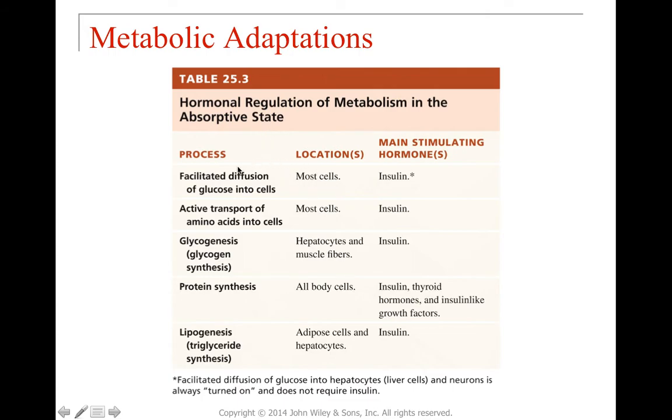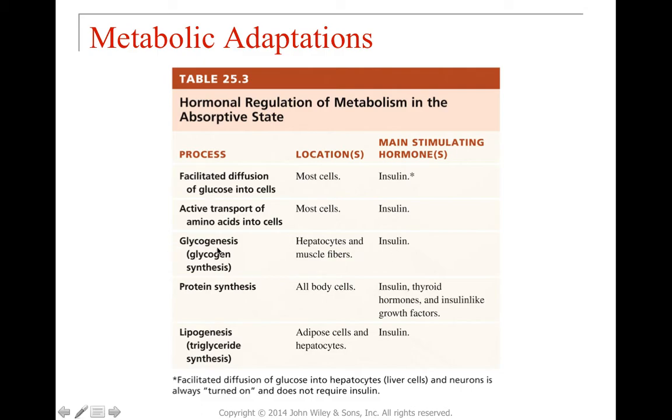So all cells are going to be picking up glucose. That's going to be happening in most cells, and that happens by insulin. So you'll see a lot of these are actually circulating hormones, like insulin ends up in your bloodstream, and so it can affect a lot of different cells in the body. Also, most cells are going to be actively transporting amino acids in. Again, insulin is helpful in upregulating the response to that.